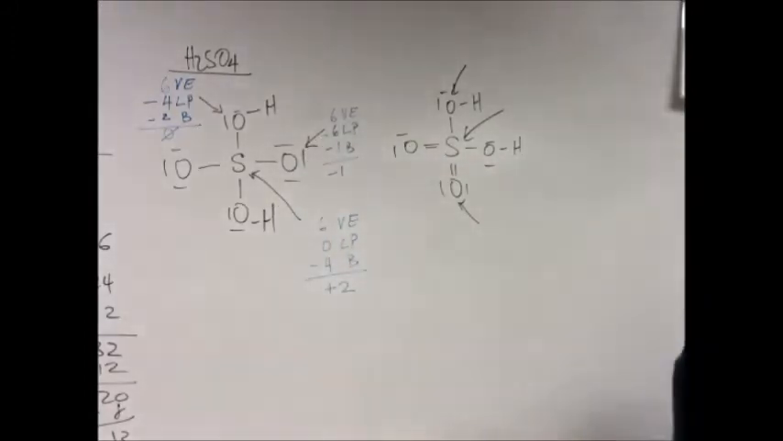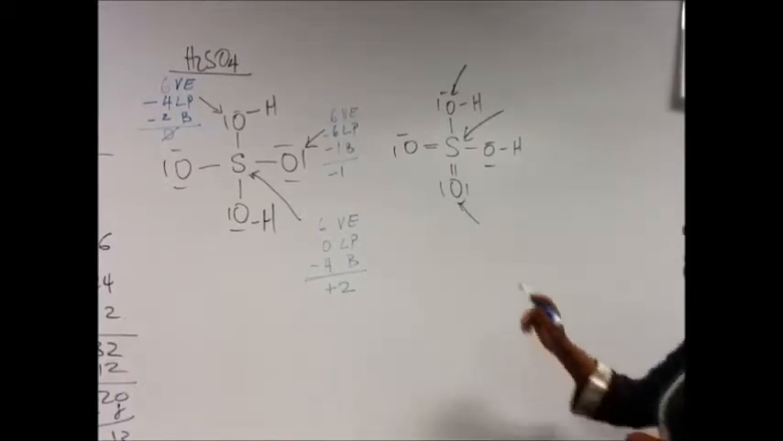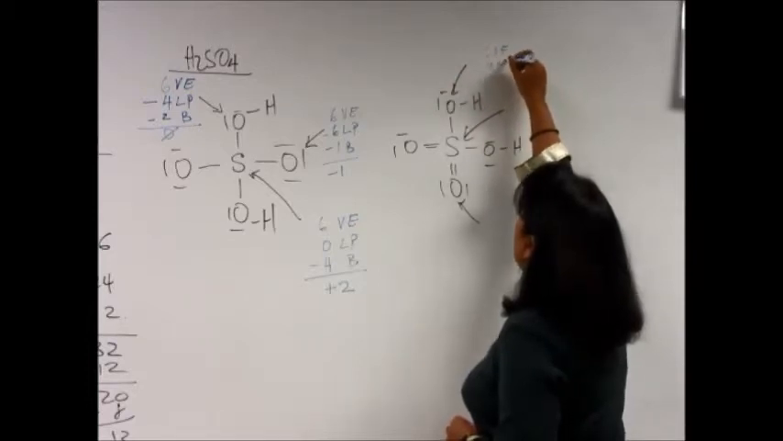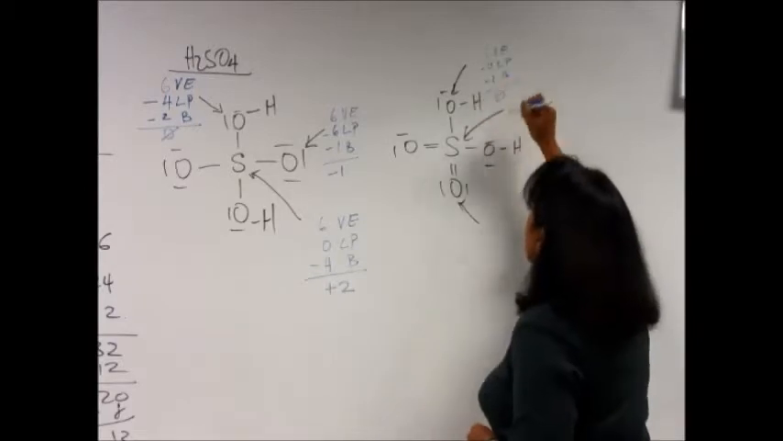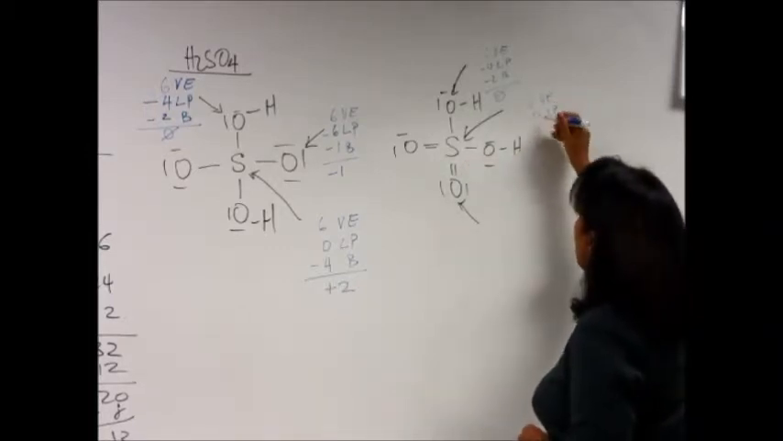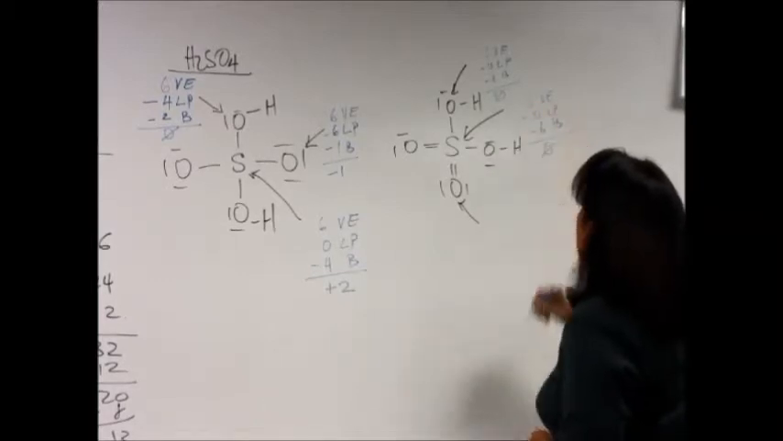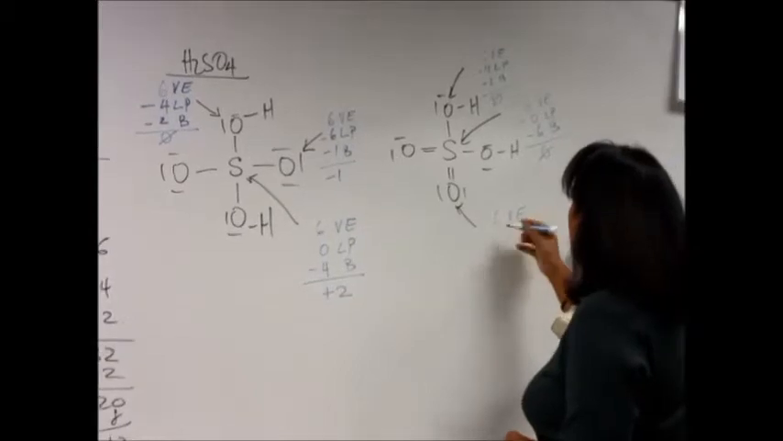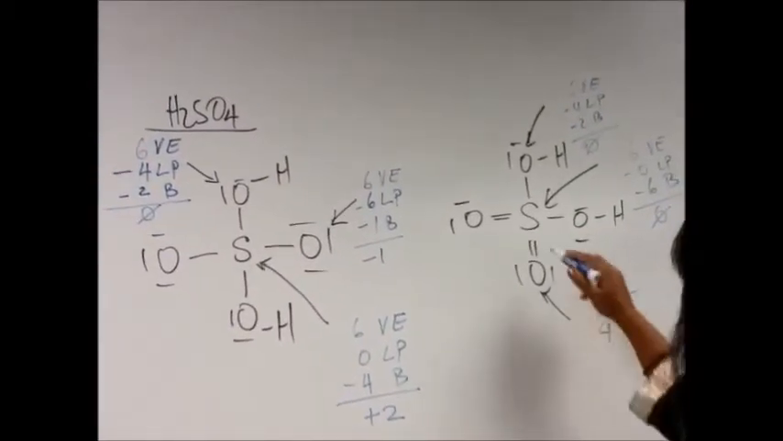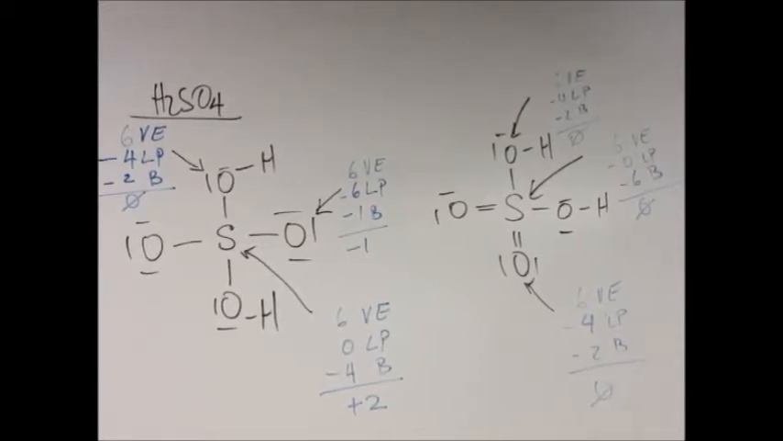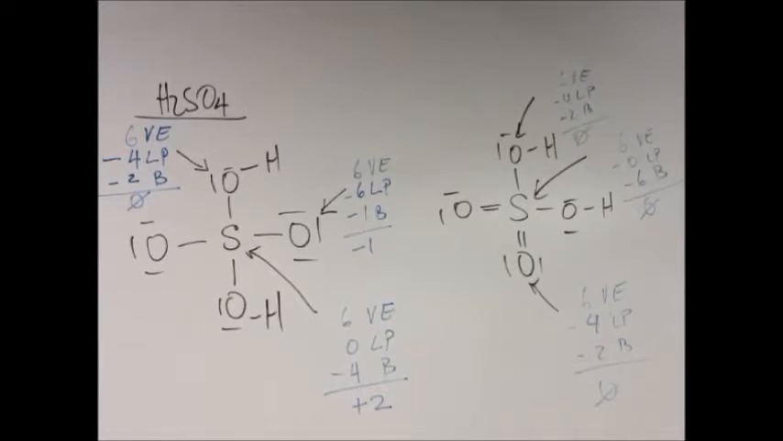Is that what you have for the first one? Yes? Good. Okay. And then here quickly, 6 valence electrons, and then 4 lone pairs, and then 2 bonds, minus, minus, that's 0 over there. Sulfur here, 6 valence electrons, and no lone pairs, and then 6 bonds, minus, minus, that's 0. And then oxygen here, 6 valence electrons, 4 lone pairs, and 2 bonds, 0. Are we good? Do you have any questions regarding any of the calculations, first of all?